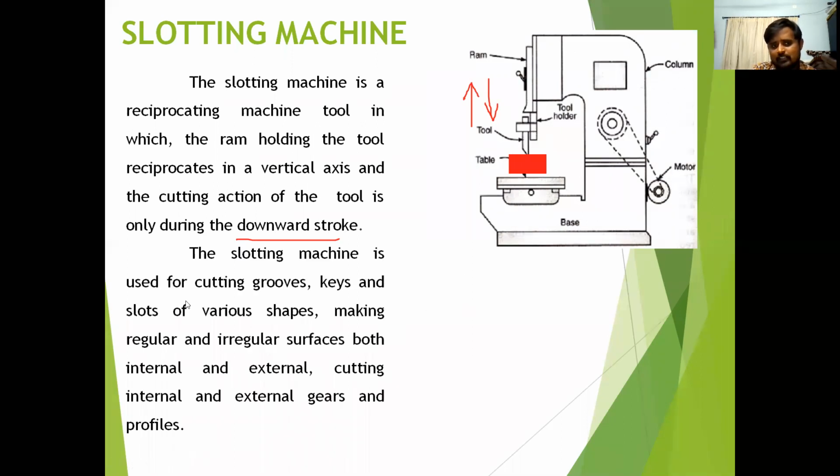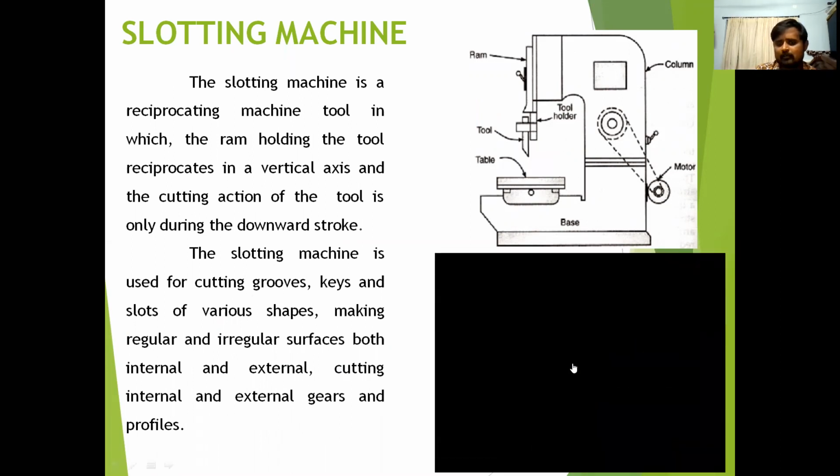The slotting machine is used for cutting grooves, keys, and slots of various shapes, making regular and irregular surfaces on both internal and external surfaces, and cutting internal and external gears and profiles. Its primary purpose is cutting grooves and keys, and it is also used for internal and external gear cutting.